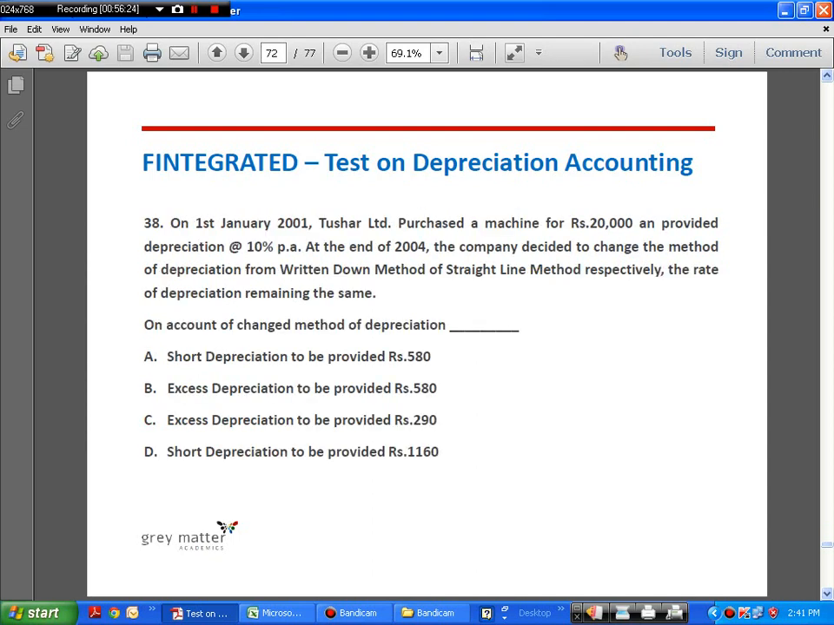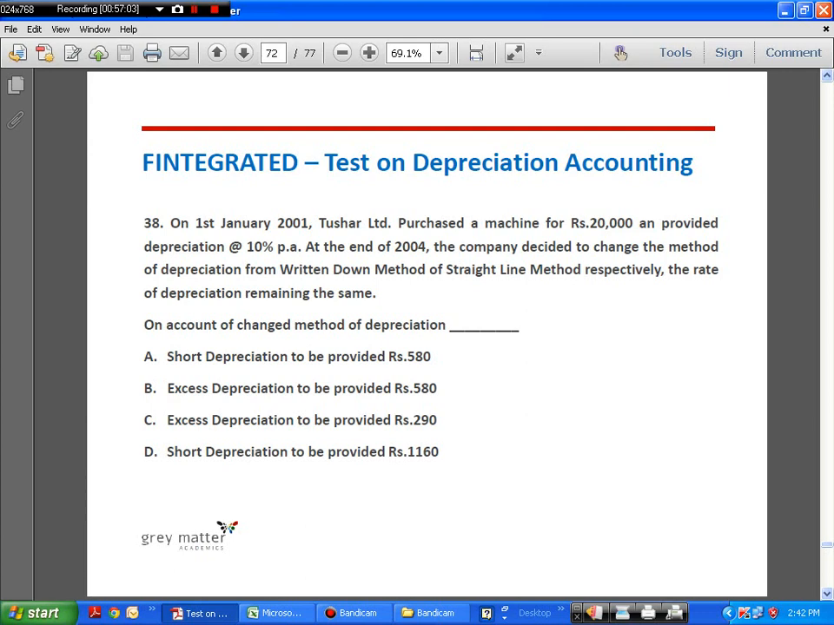Next, on 1st Jan 2001, Tushar Limited purchased a machine for rupees 20,000 and provided depreciation at 10% per annum. At the end of 2004, the company decided to change the method of depreciation from WDV to straight line method, the rate of depreciation remaining the same. See, change in method of depreciation is a change in the accounting policy, and the effect has to be given retrospectively. The effect is not prospective but retrospective, as if we had applied the new method of depreciation from the date on which the asset was actually put to use.